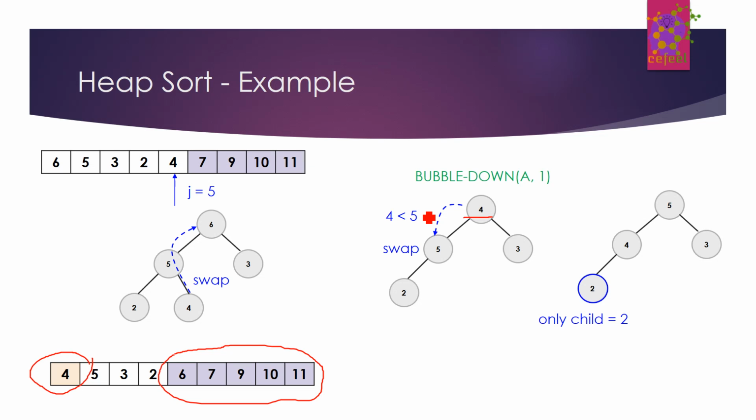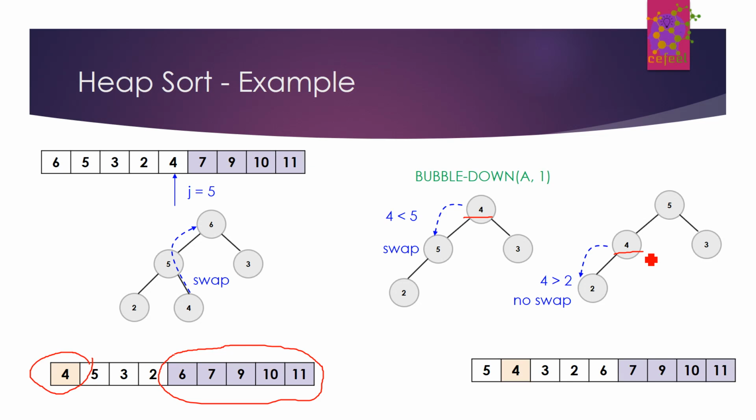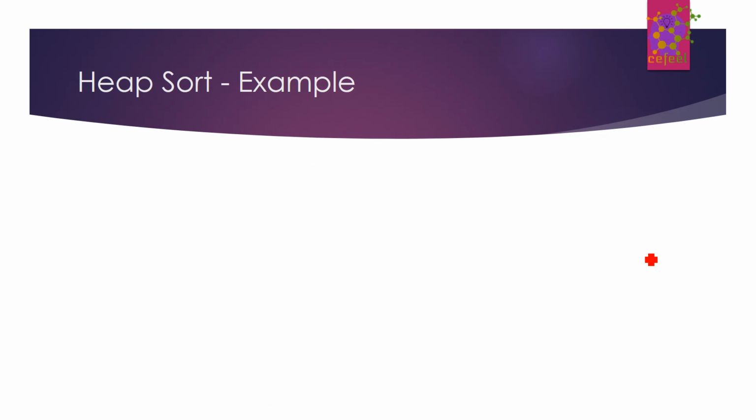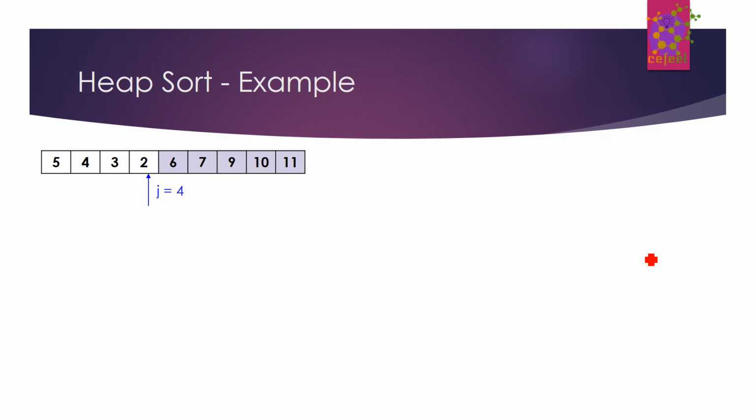And then 4 has to be compared again with its child. In this case there is only one child, which is 2. We'll compare 4 with 2, but 4 is greater than 2, which means the heap property is not violated. We are good, so our bubble down process stops here. There is no need to swap further, and then we will just return, and in this case 4 has found its position, which is the second place. Once we return, the j value will decrement again. j was 5, now j becomes 4. j is now pointing to 2.